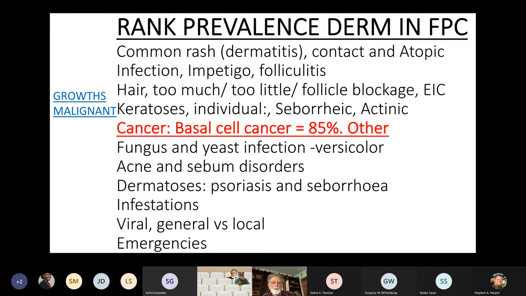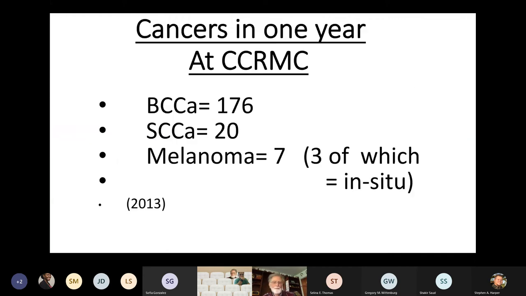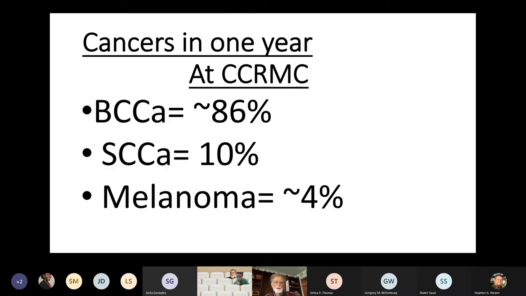Okay, so now we're moving into the next category, the zipping right down our list. And I want to talk about growths that are cancerous. And most of those are a basal cell. We did a study, in 1 year, 85% of the cancers that we saw here in this part of California were basal cell. It's obviously going to change wherever you might wind up. And only 7 out of around 200 were melanoma, so 4%. And squamous cell is kind of in intermediate, but way less than basal cell.